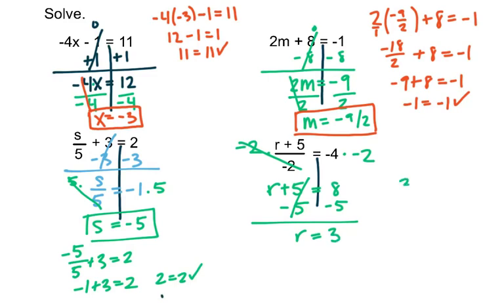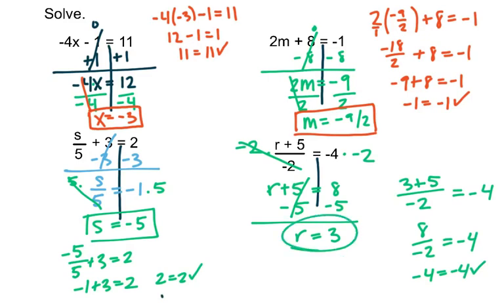To check that, just to be 100% sure that the value I found does in fact give me a true statement, I'm going to substitute it back in. So we get 8 divided by negative 2 is negative 4, and the answer is yes. That's how I know that 3 is the correct solution.